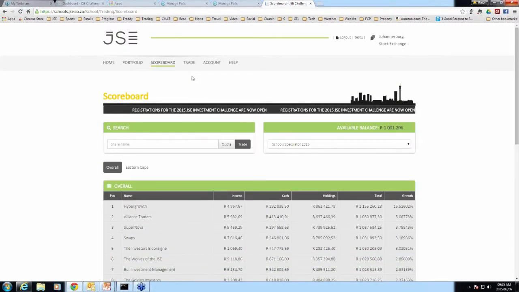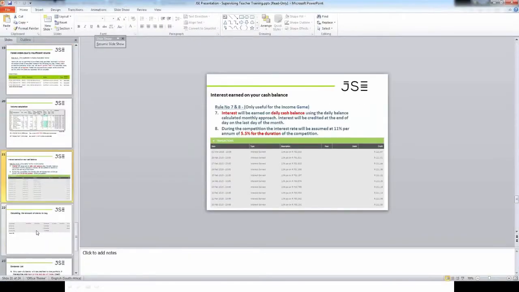What is the best way to generate income? Through the sale of shares or through dividends and interest? It's a very important question as far as the income game. For those schools playing the income game, there are two ways to generate income, and that is through dividends and through interest. Every day you will earn interest on your cash balance. The bigger your cash balance, obviously the more interest you earn every day. So that's one way of generating income. The other way is through dividends.